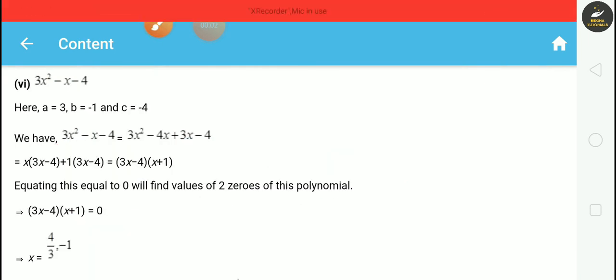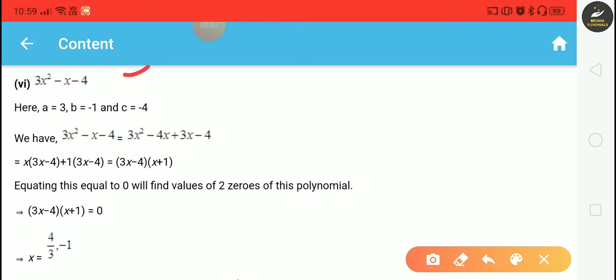Question number 6. Given equation is 3x square minus x minus 4. In this case a is equal to 3, b is equal to minus 1 and c is equal to minus 4. So using splitting method we will find the factors. So 3x square minus x minus 4, minus x can be split as minus 4x plus 3x. Therefore next step is 3x square minus 4x plus 3x minus 4.